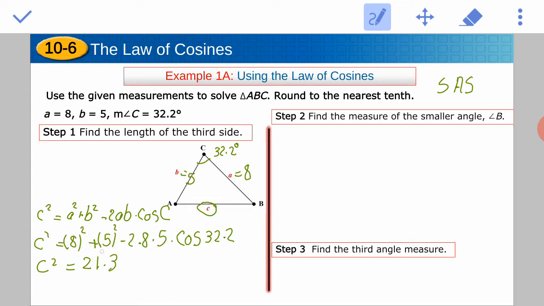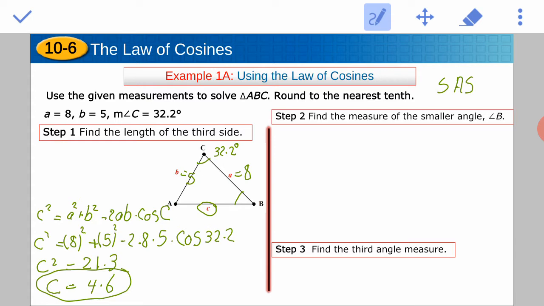21.3. Guys, you need to take the square root of the two sides in order to find the length of side C. It's gonna be 4.6. So we have found the length of the third side. Now guys, we need to figure out one more angle. You know guys, the measure of angle B is not given and the measure of angle A is not given. We only are given the measure of angle C.